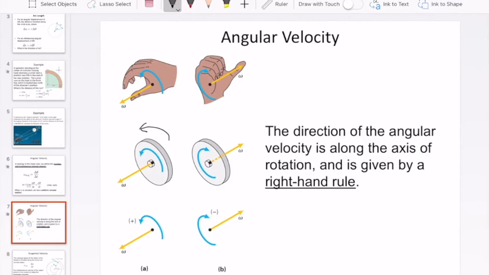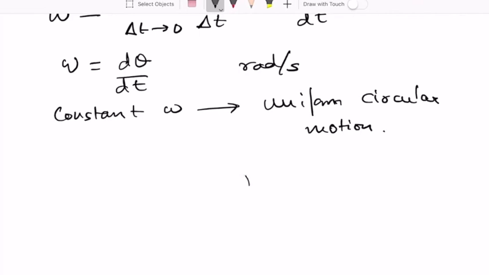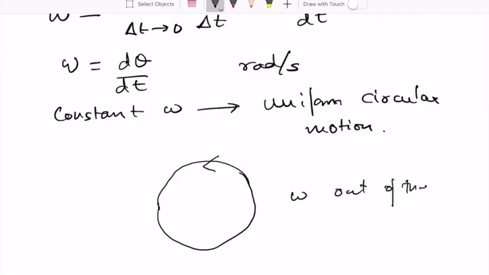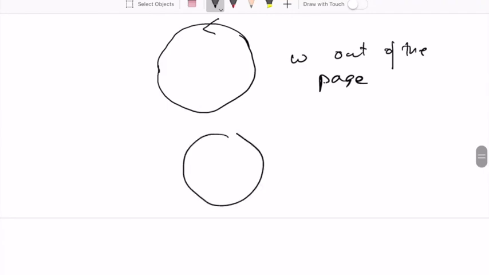I can show you another example. Suppose an object is moving in a circle like this, in the counterclockwise direction. So if you curl the fingers of your right hand in the counterclockwise direction, you'll see that your thumb is pointed out of the page. And so that is the direction of omega in this case. So omega would be out of the page in this example. And if an object is moving in the clockwise direction, then omega would be into the page.